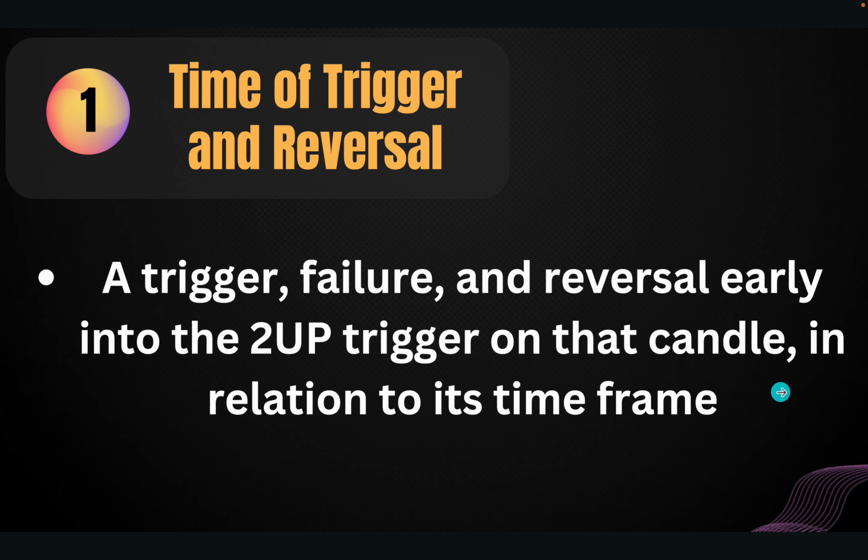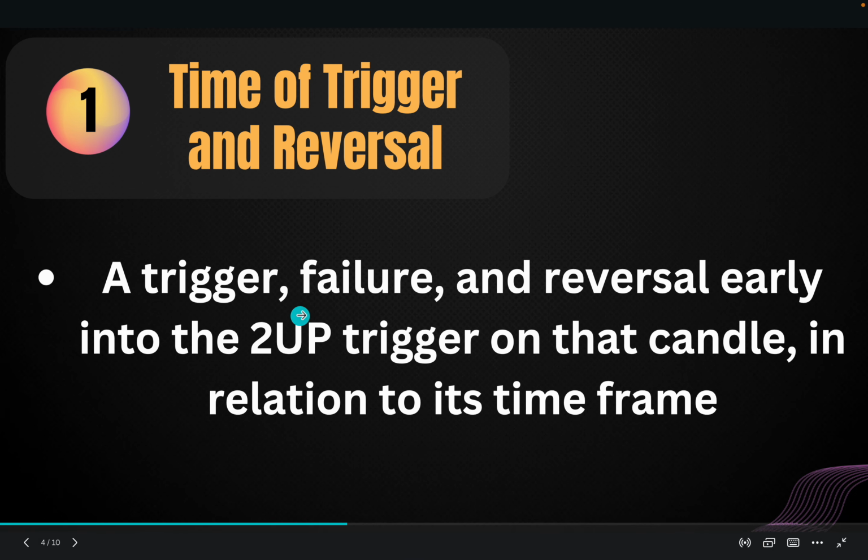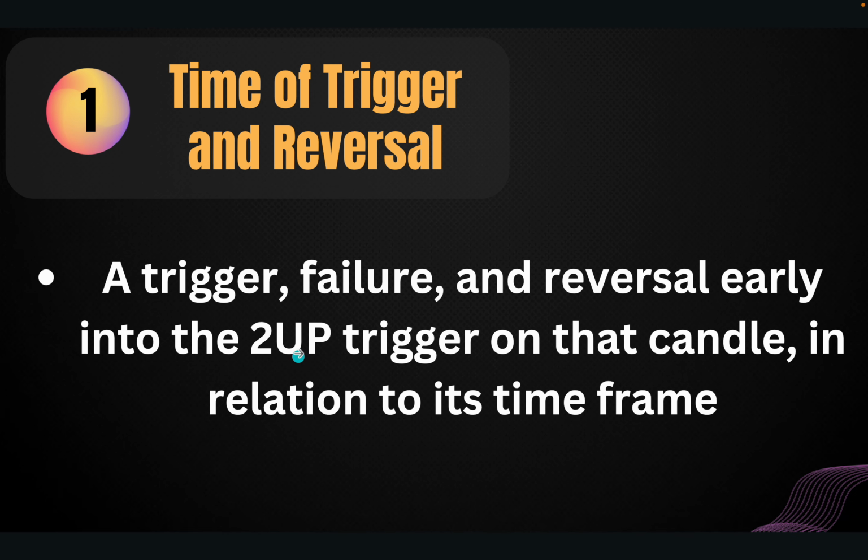It doesn't really matter. Number one, time of trigger and reversal. What I want to see is a trigger, meaning it doesn't matter whether it's a 2 up or 2 down, we just want to see a 2 trigger. For our example in this presentation, I'm going to use 2 up, meaning we're taking out the high of the previous bar. But it does not matter if it's a 2 up or 2 down. I don't think that's a factor.